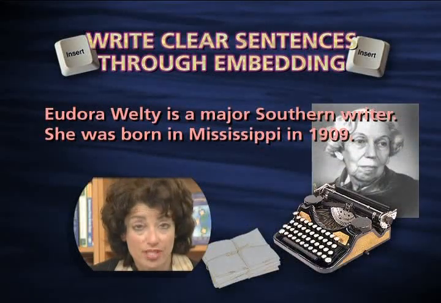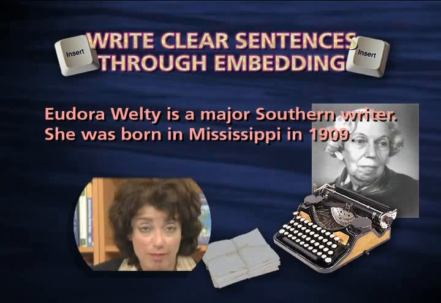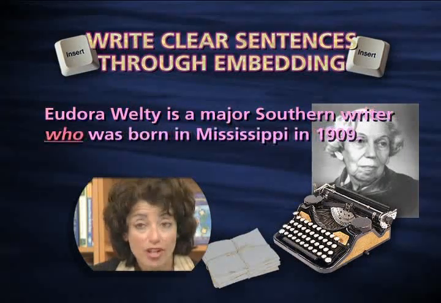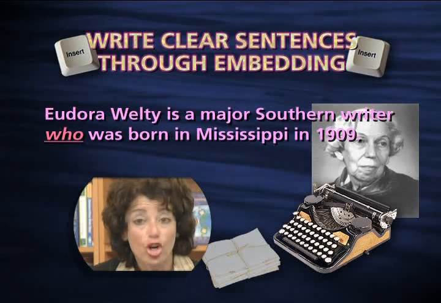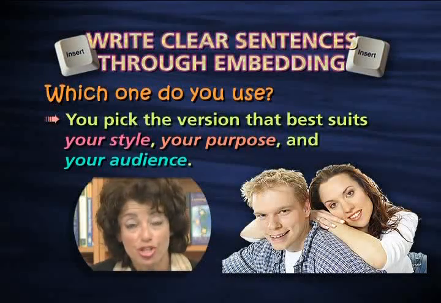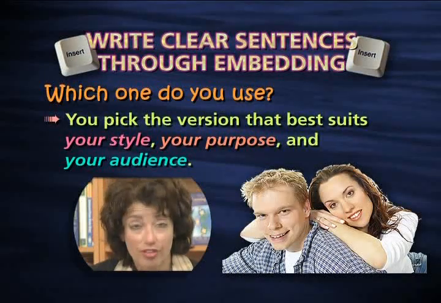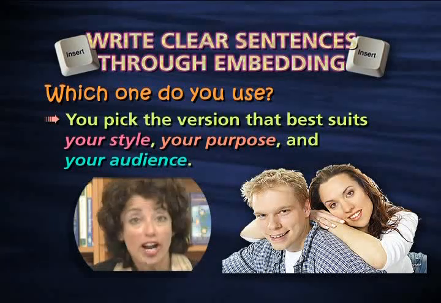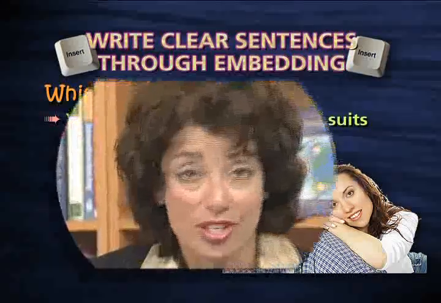She was born in Mississippi in 1909. My same example. Now I'm going to embed by using who. Eudora Welty is a major Southern writer who was born in Mississippi in 1909. Which one do you use? You pick the version that best suits your style, your purpose, and your audience. Try to get a variety, though, because it makes your writing more interesting.